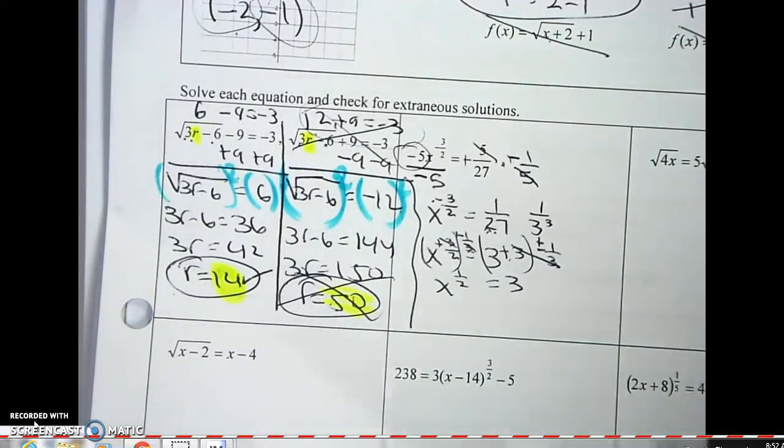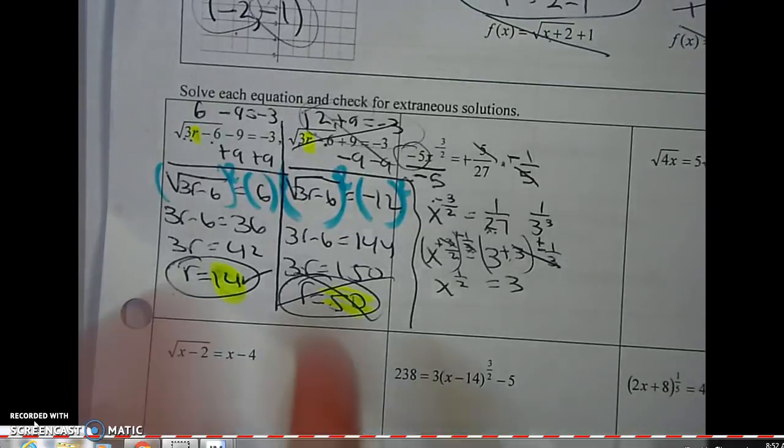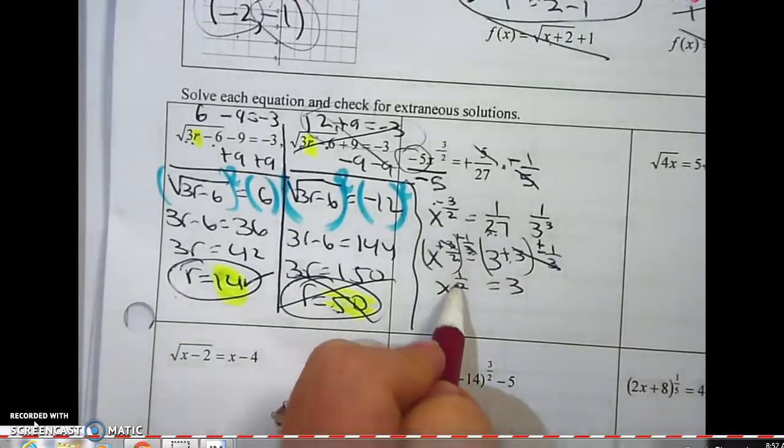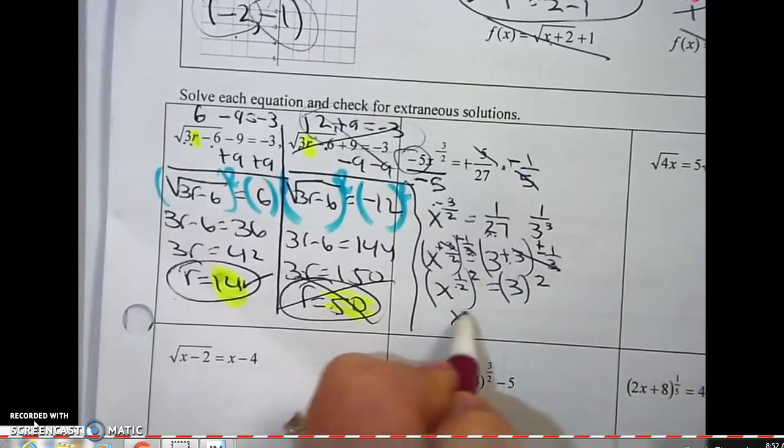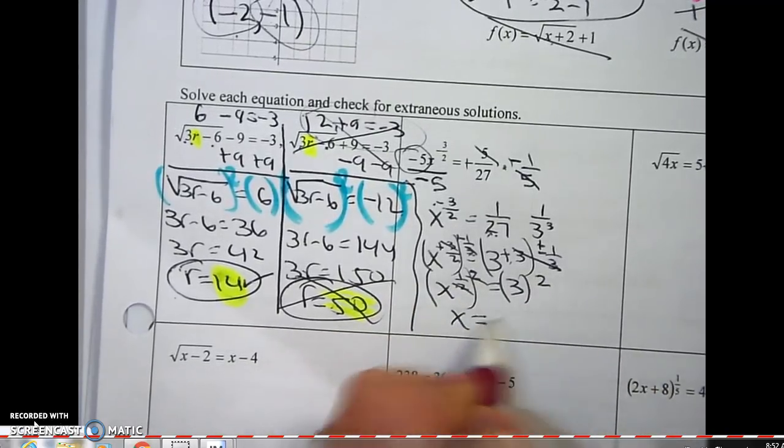I am not going to be okay with you just multiplying by the reciprocal because that's just a trick. I want you to understand what you're doing step by step. Now, the way to get rid of 1/2 is take the inverse, which is squaring it. And that's gone now. X equals 9.